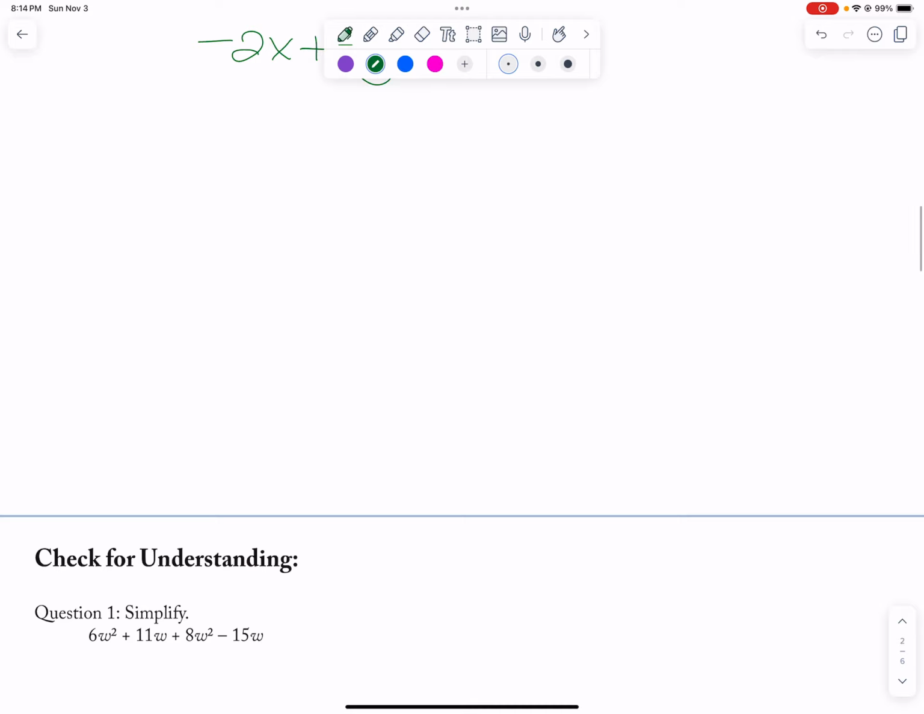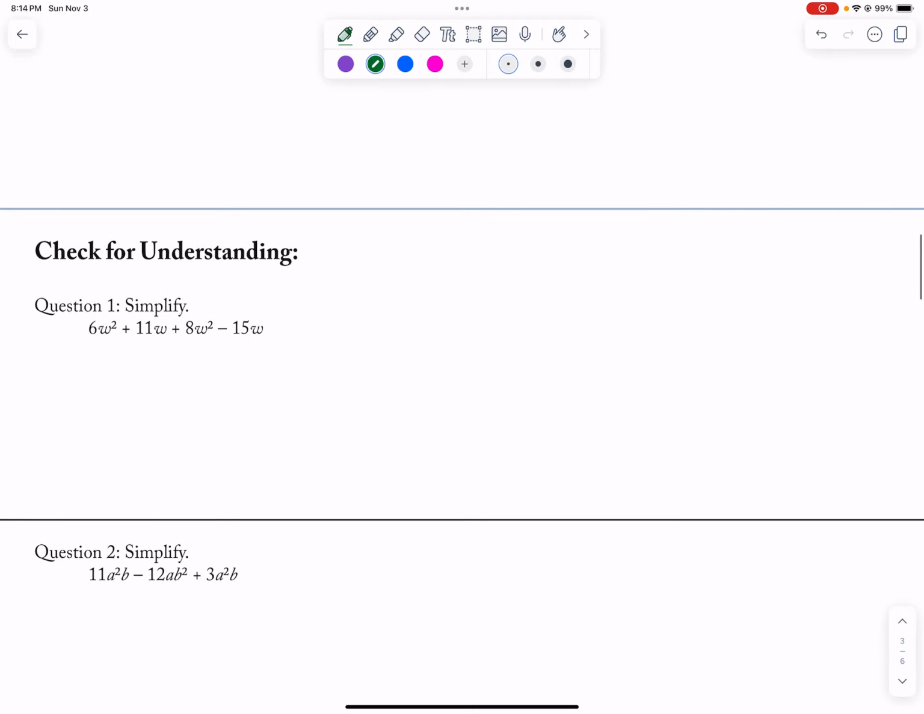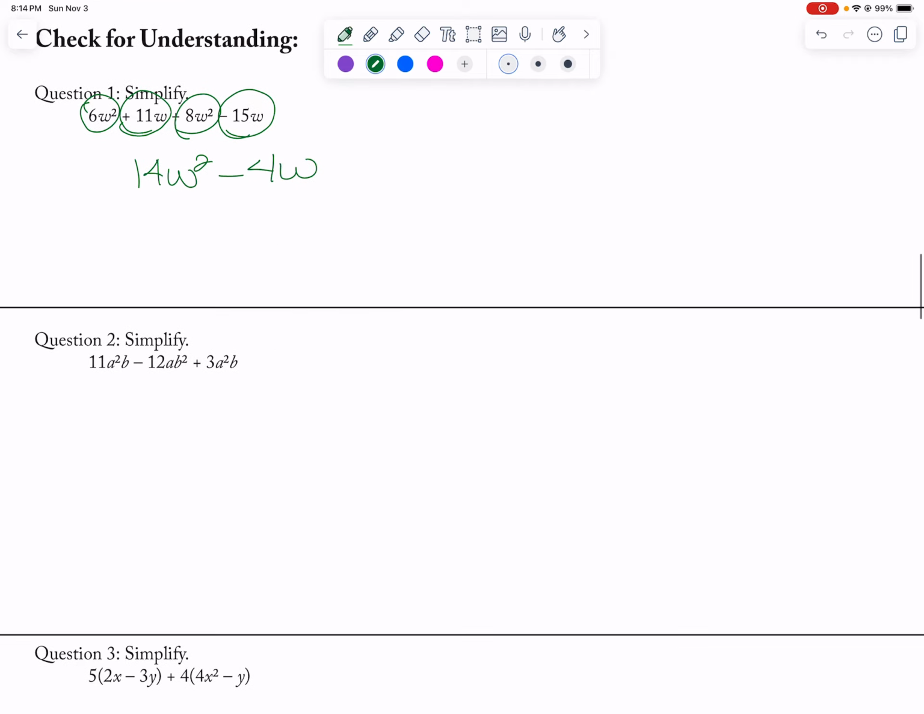Okay. And then we do have our check for understanding, and it's actually in the right spot this time. So my 2w squared and 12w squared give me a 14w squared. And then a negative 15w and 11w give me a negative 4w. With these checks for understanding, you should pause the video for a second, take a look to see if you can do it on your own, and then unpause the video and make sure that you did it correctly.